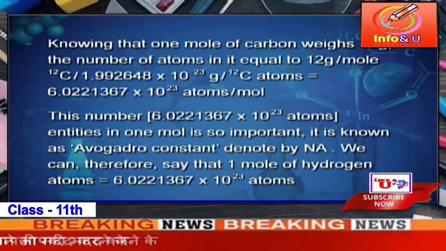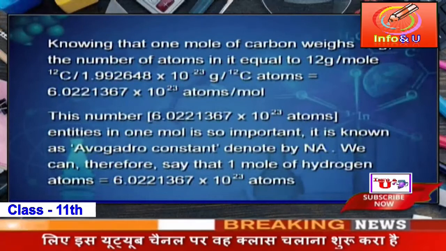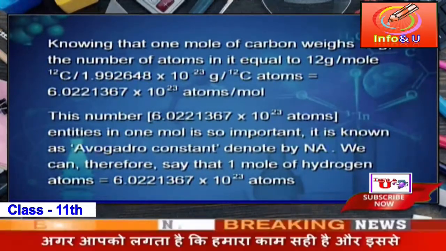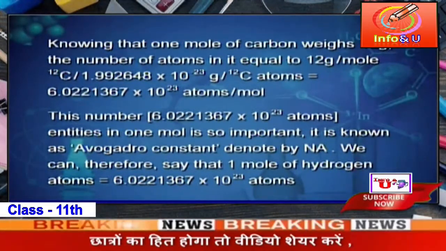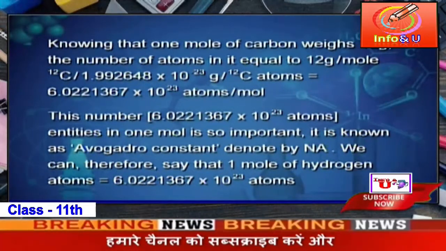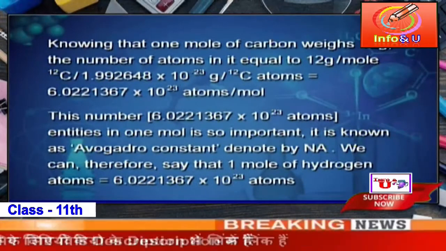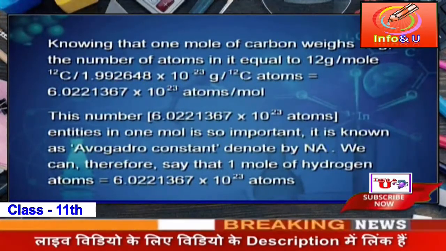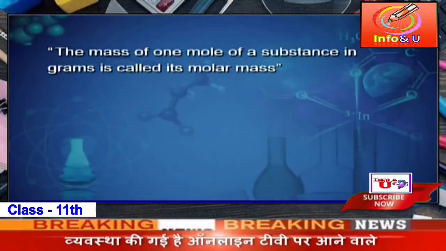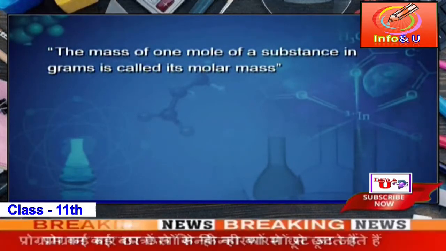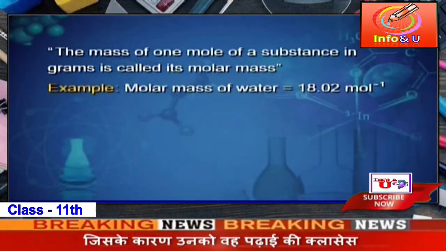This number, 6.0221367 × 10^23 entities in 1 mole, is so important. It is known as the Avogadro constant, denoted by Na. We can therefore say that 1 mole of hydrogen atoms is equal to 6.0221367 × 10^23 atoms. The mass of 1 mole of a substance in gram is called its molar mass. Example, the molar mass of water is 18.02 gram per mole.